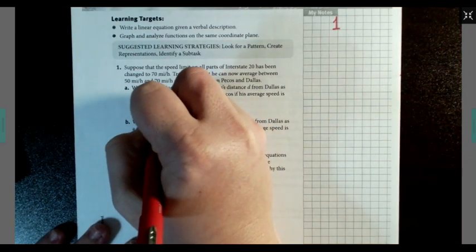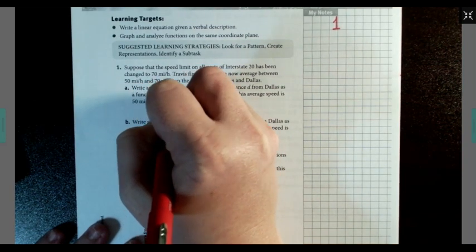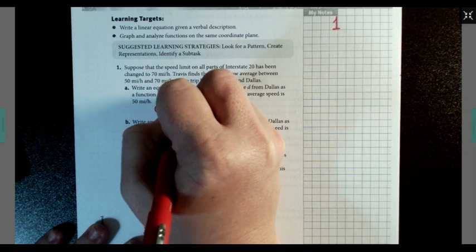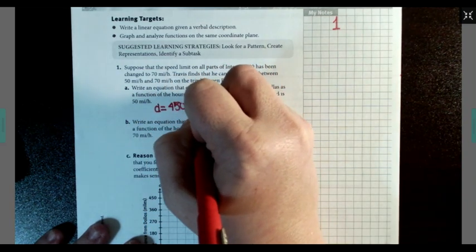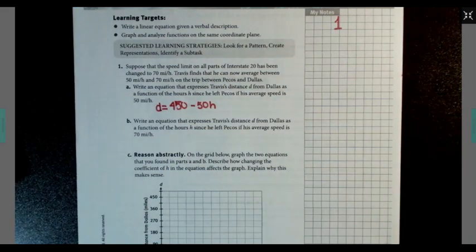So here we're still traveling at this 450 miles, but this time we're going 50 miles an hour. So we're decreasing by 50 each time.